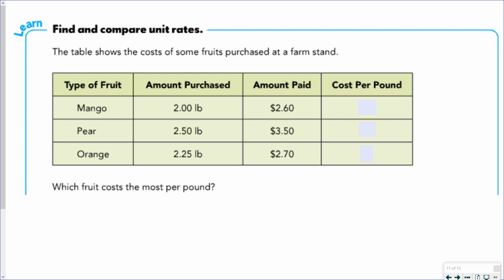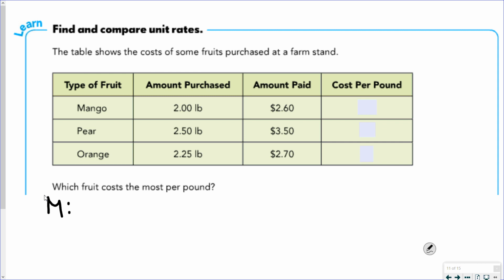All right, today we're going to continue on with our lesson on unit rates. And here we have a table showing the cost of some fruits purchased at a farm stand. And we want to answer the question: which fruit costs the most per pound? So first thing we're going to want to do is figure out what the cost per pound is for each of those fruits. So our first fruit is the mango.